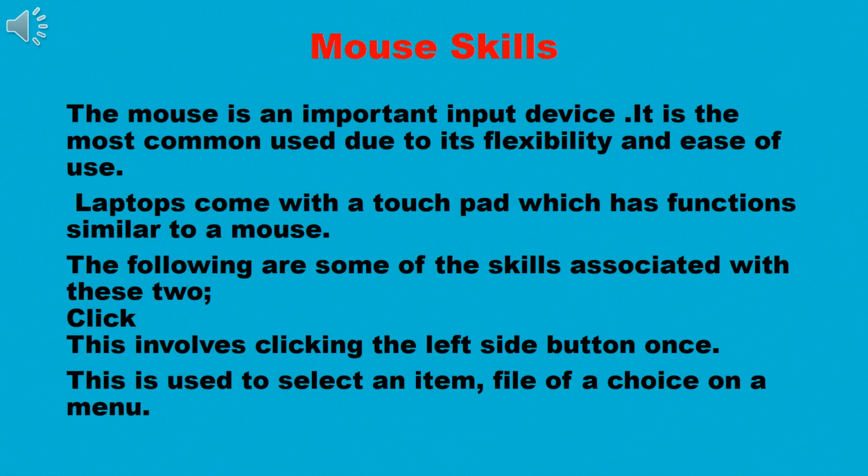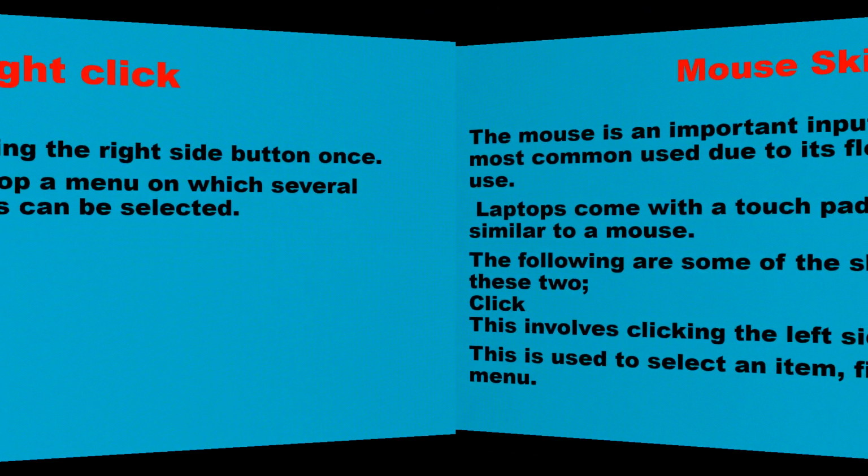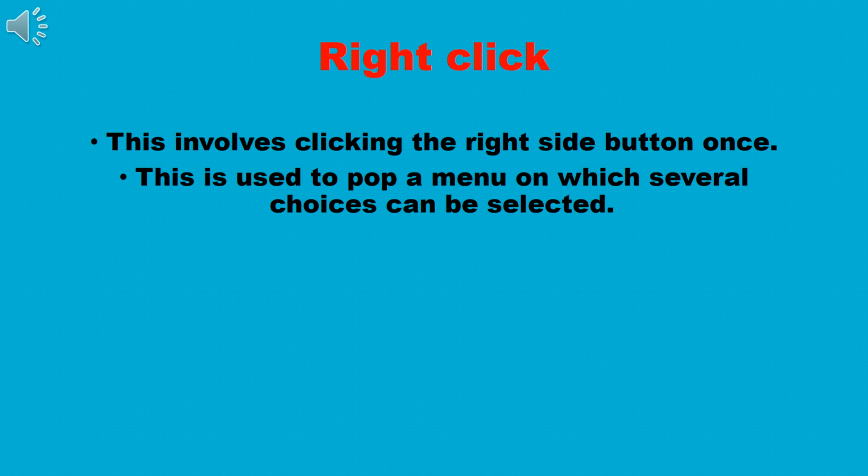Mouse skills. The mouse is an important input device. It is the most common used due to its flexibility and ease of use. Laptops come with a touchpad which has functions similar to a mouse. The following are some of the skills associated with these two. Right-click. This involves clicking the right side button once. This is used to pop up a menu on which several choices can be selected.